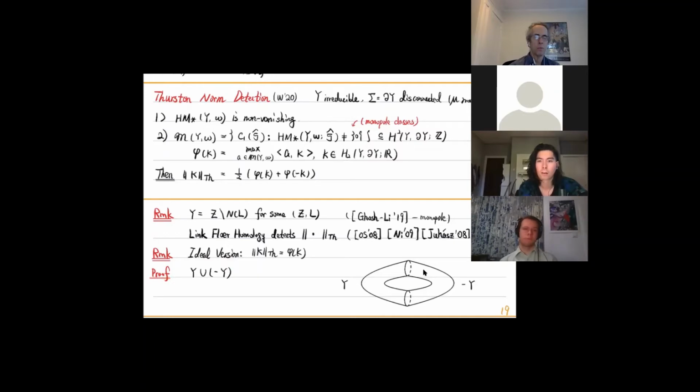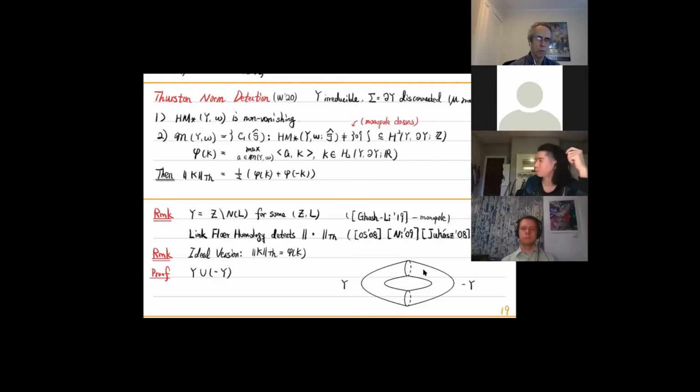The argument is very elementary. We use the gluing theorem to relate the Floer homology of this three-manifold Y with the Floer homology of the double. So we take the orientation reversal of Y and glue them along their common boundary to obtain a closed three-manifold. Then the gluing theorem will allow us to reduce this detection result to the case of closed three-manifolds, in which case the result is well known.